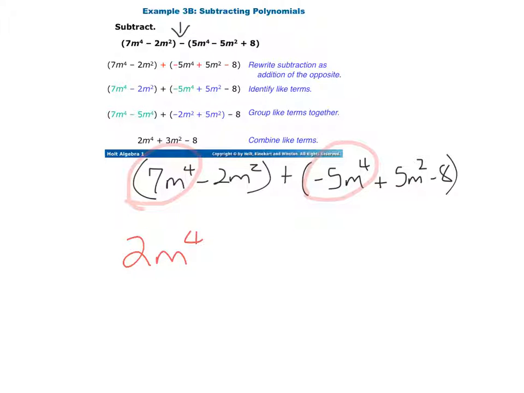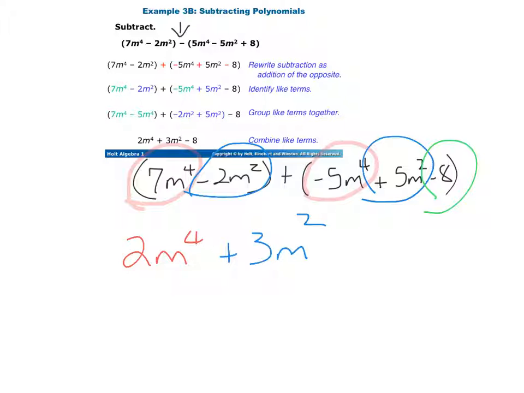Now I'm going to go through and grab my m squareds. So I have a -2 here and a +5 here. So this becomes plus 3m squared. Nothing to group with the -8, so I just write it right there. So as long as you do the keep, flip, change, then it just turns into combining like terms.